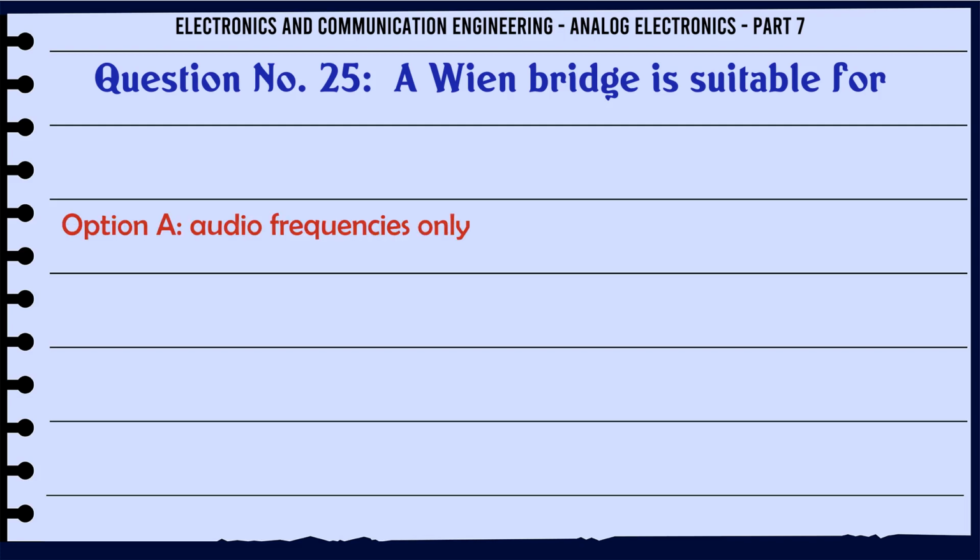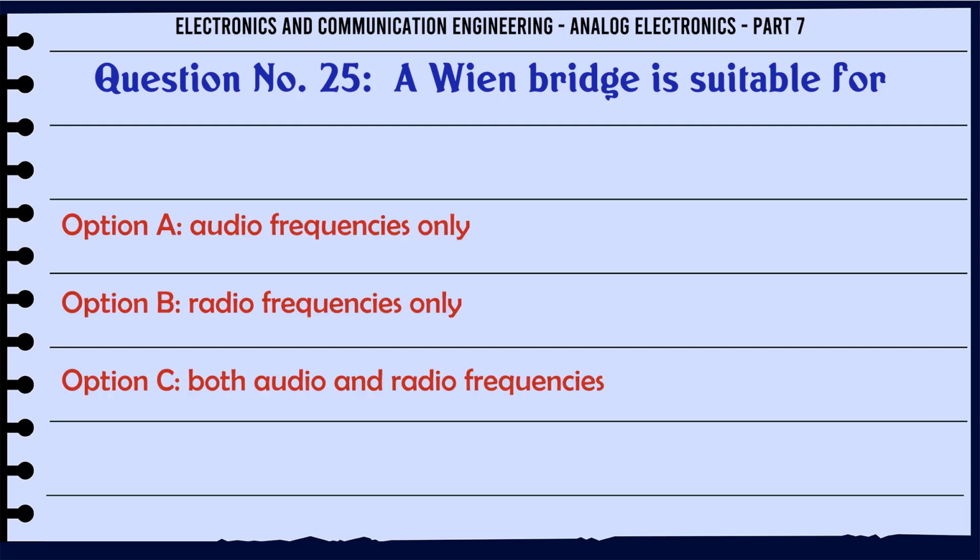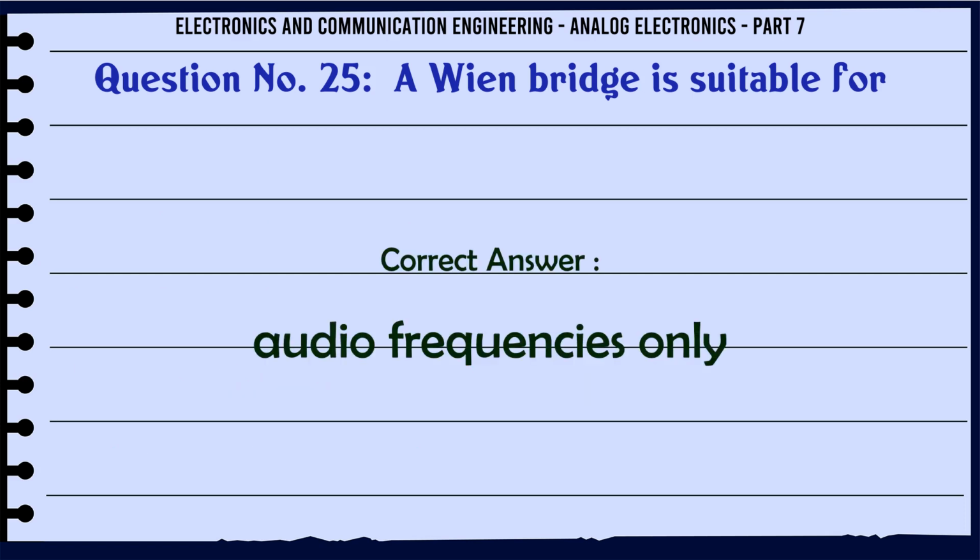A Wien bridge is suitable for: A. audio frequencies only, B. radio frequencies only, C. both audio and radio frequencies, D. very low frequencies only. The correct answer is audio frequencies only.